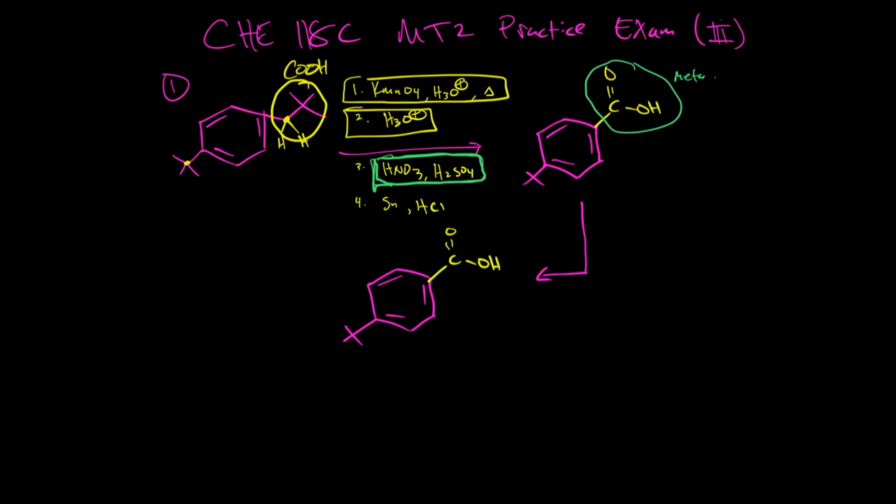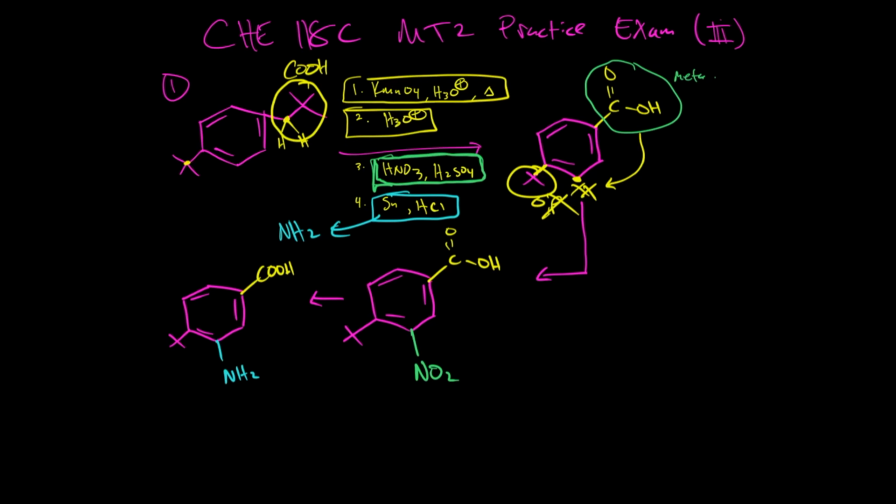Okay, so we also know that this group right here is an ortho-para director, but the para spot is taken up by the carboxylic acid. So that also means we got two hits here. This is the ortho spot relative to these carbons, and it's also the meta spot relative to the carboxylic acid. So I know I'm going to add this green group here, which is going to be an NO2. Here's NO2. And then my final reagent here, if I take this fourth group, I know that this is going to convert my NO2 into an NH2. So here is my final expected answer.